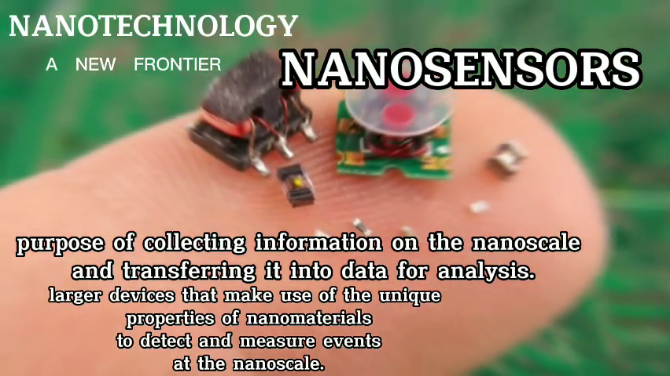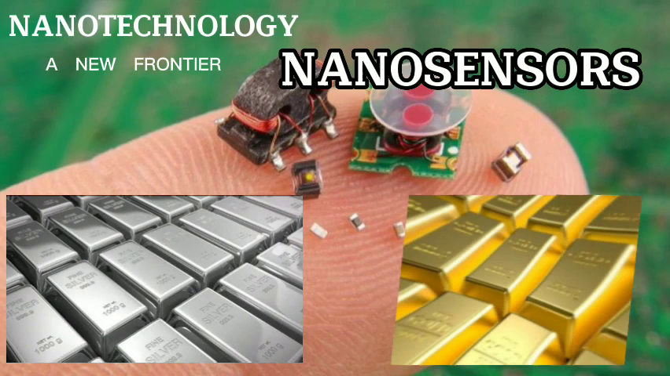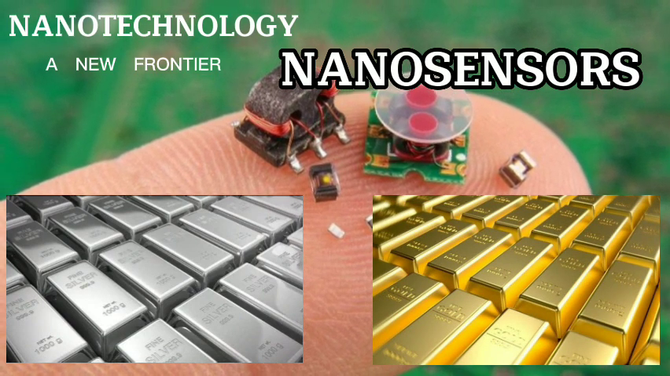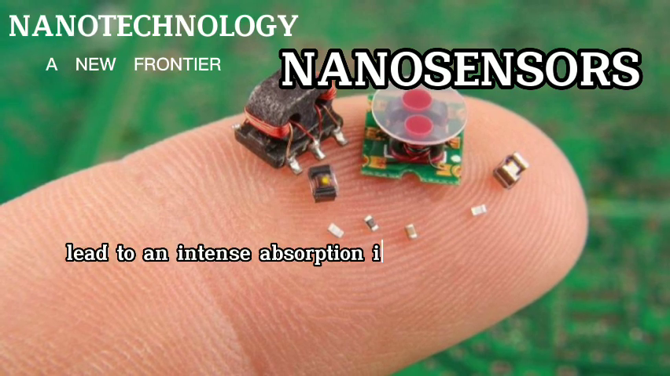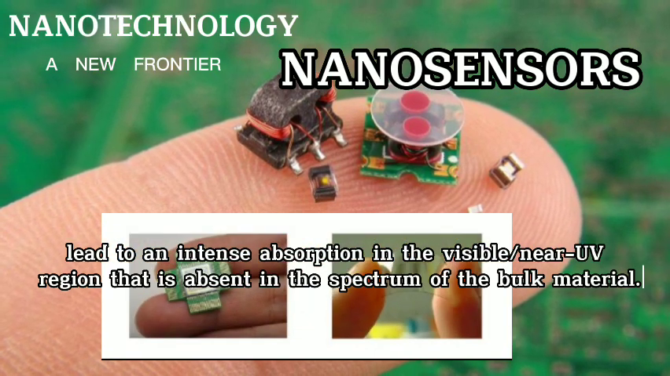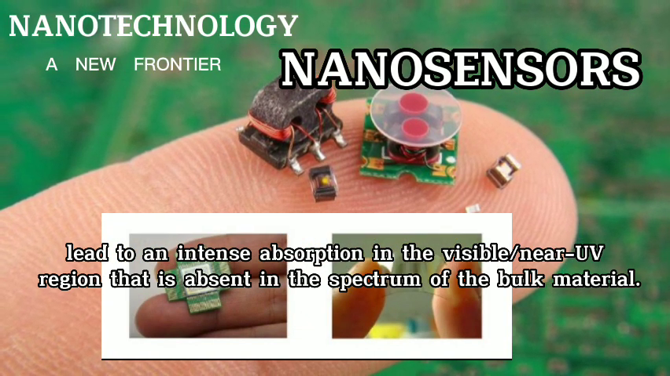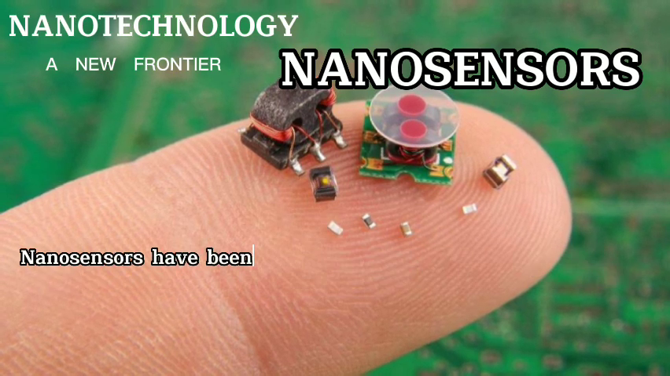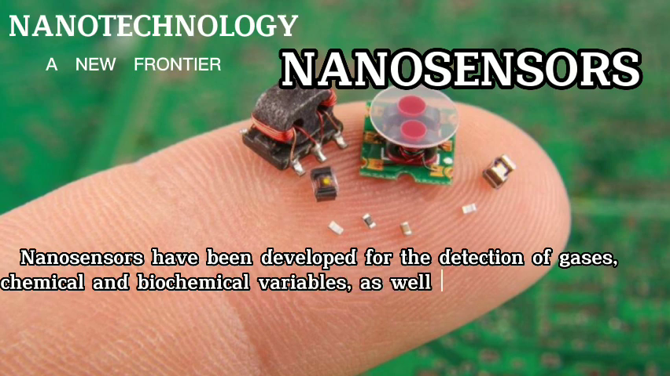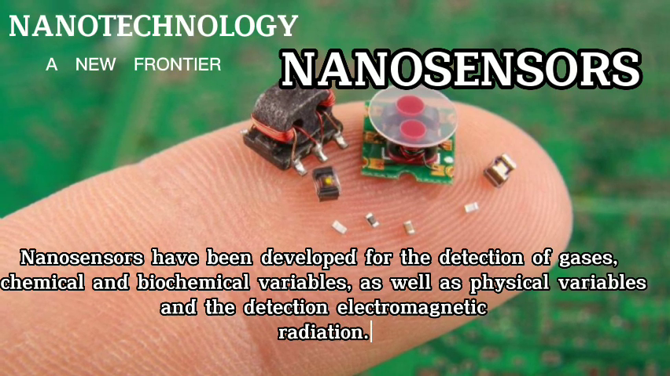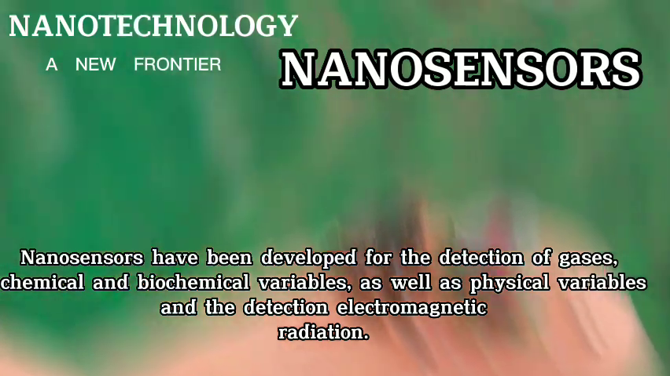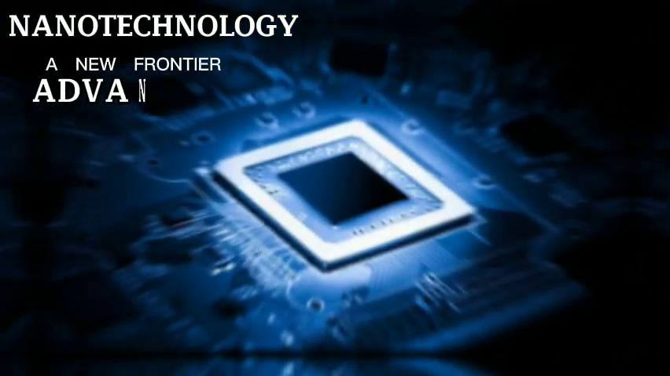For instance, in noble metals such as silver or gold, nanostructures of smaller size than the de Broglie wavelength for electrons lead to an intense absorption in the visible near UV region that is absent in the spectrum of the bulk material. Nanosensors have been developed for the detection of gases, chemical and biochemical variables, as well as physical variables, and the detection of electromagnetic radiation.